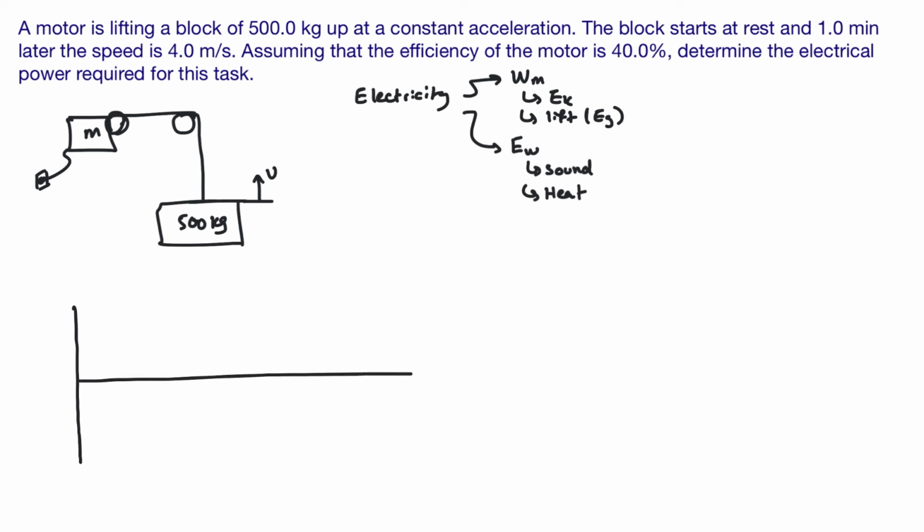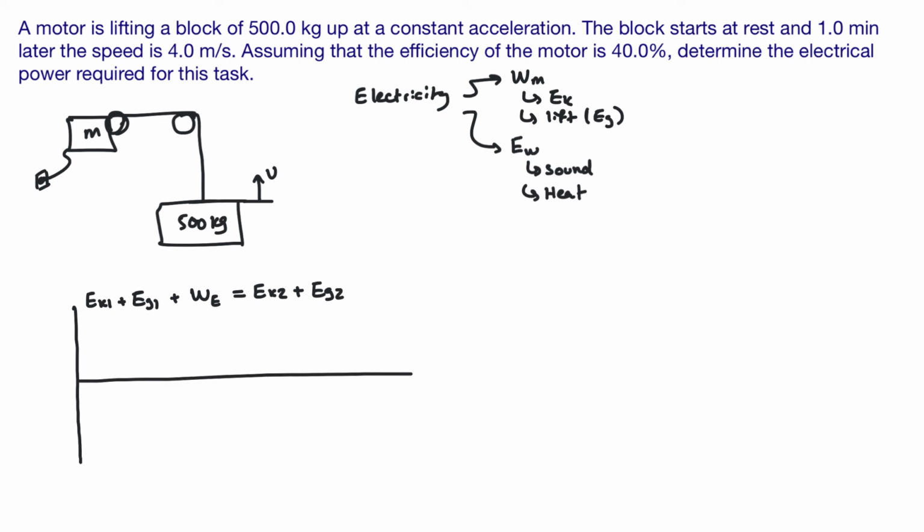So let's draw a bar chart for this to give us a better idea about the energy transformation. So I'm going to include this, and let's say we got EK1, we got EG1, we got the W, and I'm going to include the W electricity in here, and once we add these ones, it's going to equal the kinetic energy 2 plus the gravitational energy 2.